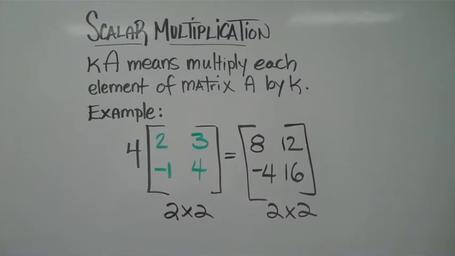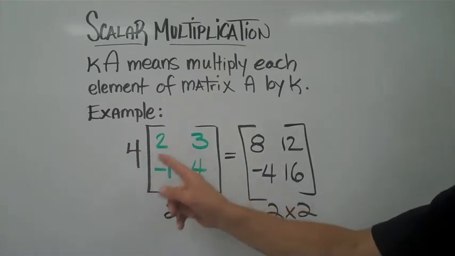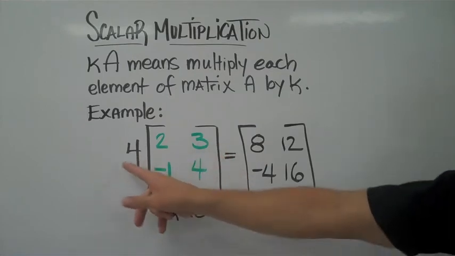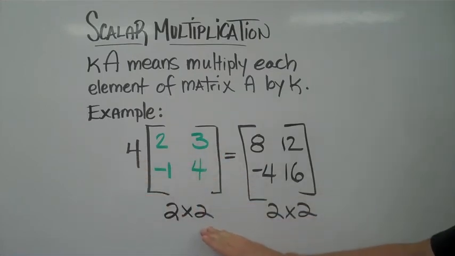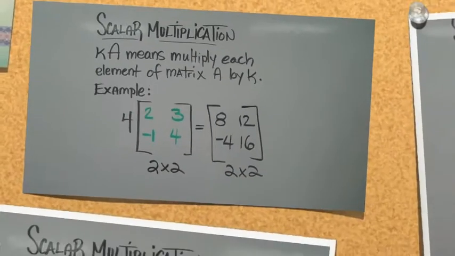Scalar multiplication of matrices. If we have K times capital A, that means multiply each element of matrix A times the scalar K. For example, if I have 4 outside this 2 by 2 matrix, I just have to do 4 times 2, 4 times 3, 4 times negative 1, and 4 times 4. Notice my matrix was order 2 by 2, and my resulting product matrix is also 2 by 2. I don't change the order there.